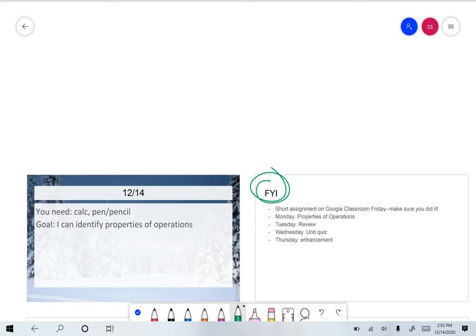So that's what we're going to be talking about today, properties of operations. Tomorrow we're going to be doing a unit review. And then Wednesday we're going to take a quiz. Thursday, if you're an in-class student, there's an enhancement. So that's kind of the plan this week.